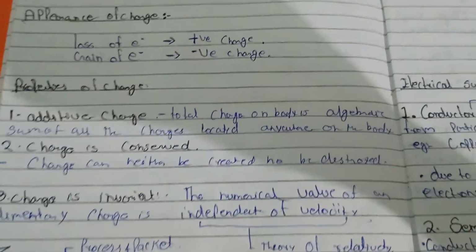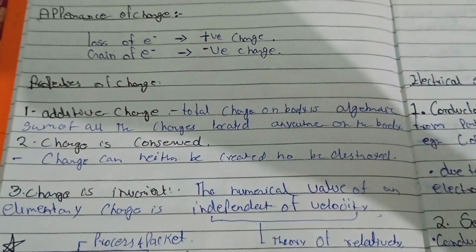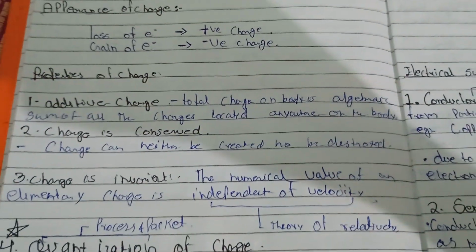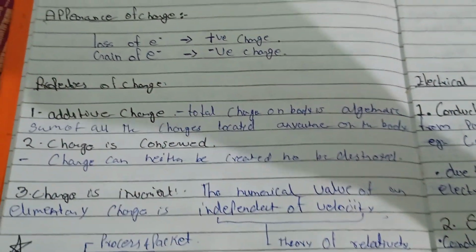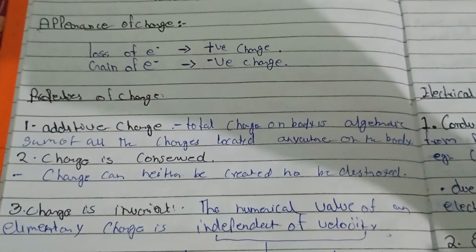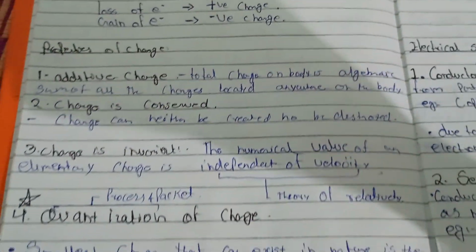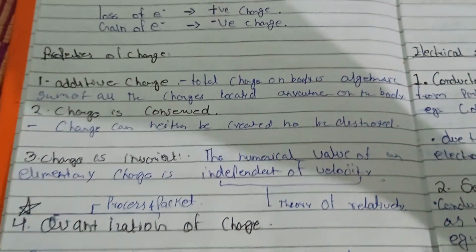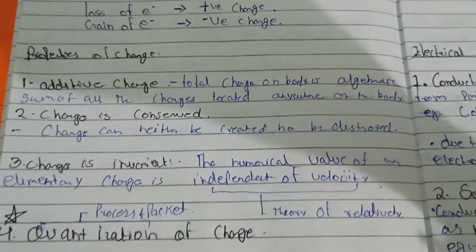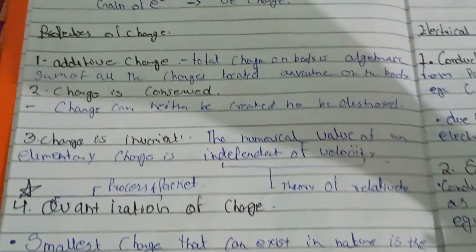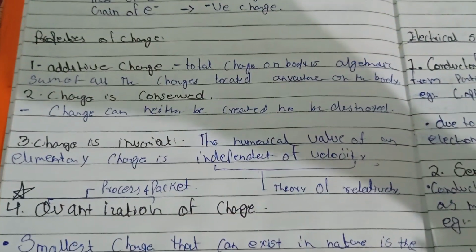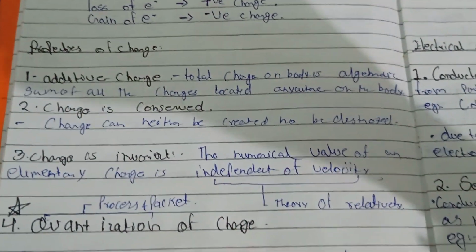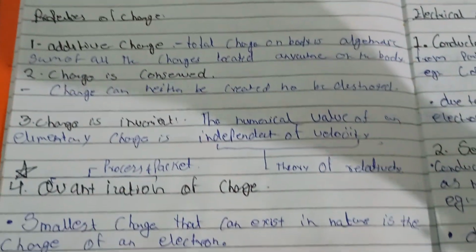Charge is always conserved. Charge can neither be created nor be destroyed. It means that it can change from one form to a different form, but it can neither be created nor be destroyed, like the law of conservation of mass and the first law of thermodynamics.